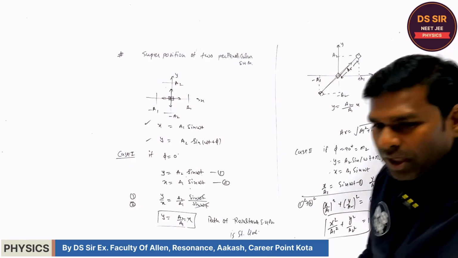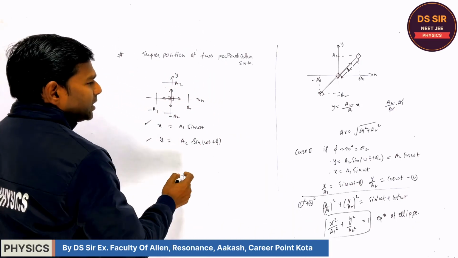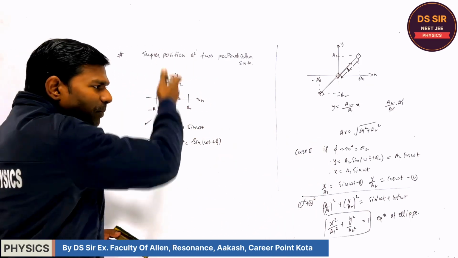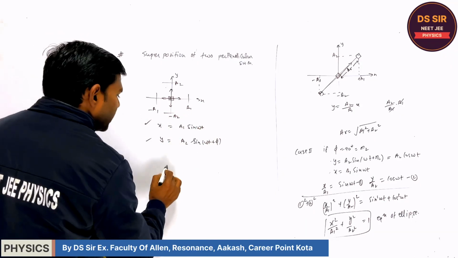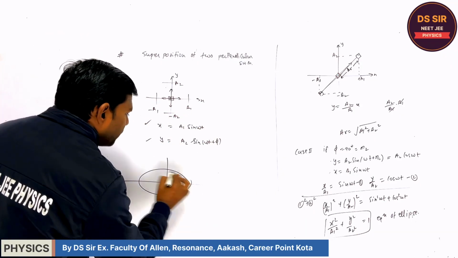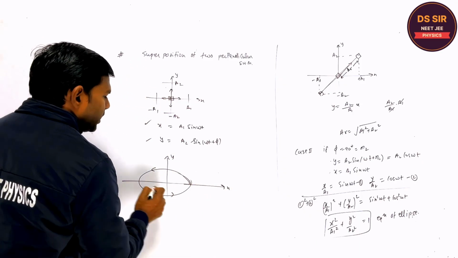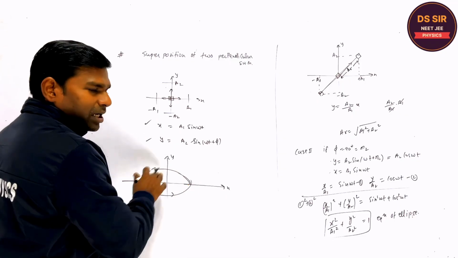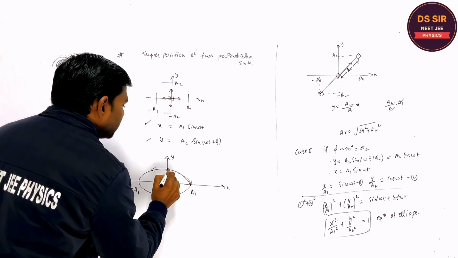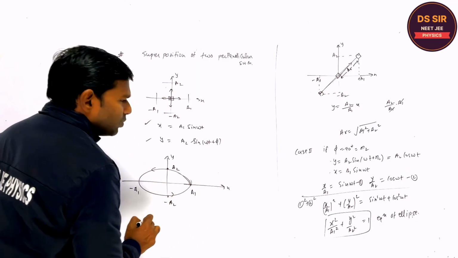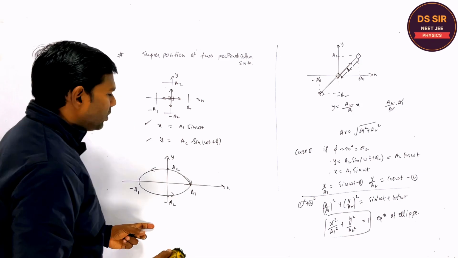What does it mean? It means if the two waves or the two SHMs are superimposed in perpendicular directions, and the phase difference is pi by 2, they will start oscillating in an elliptical path, right? This is the y, this is the x. So it will oscillate along an elliptical path. Is it clear or not? And this is a1, this is minus a1, this is a2, this is minus a2, right? The resultant path will be an ellipse. Is it clear or not, you tell?